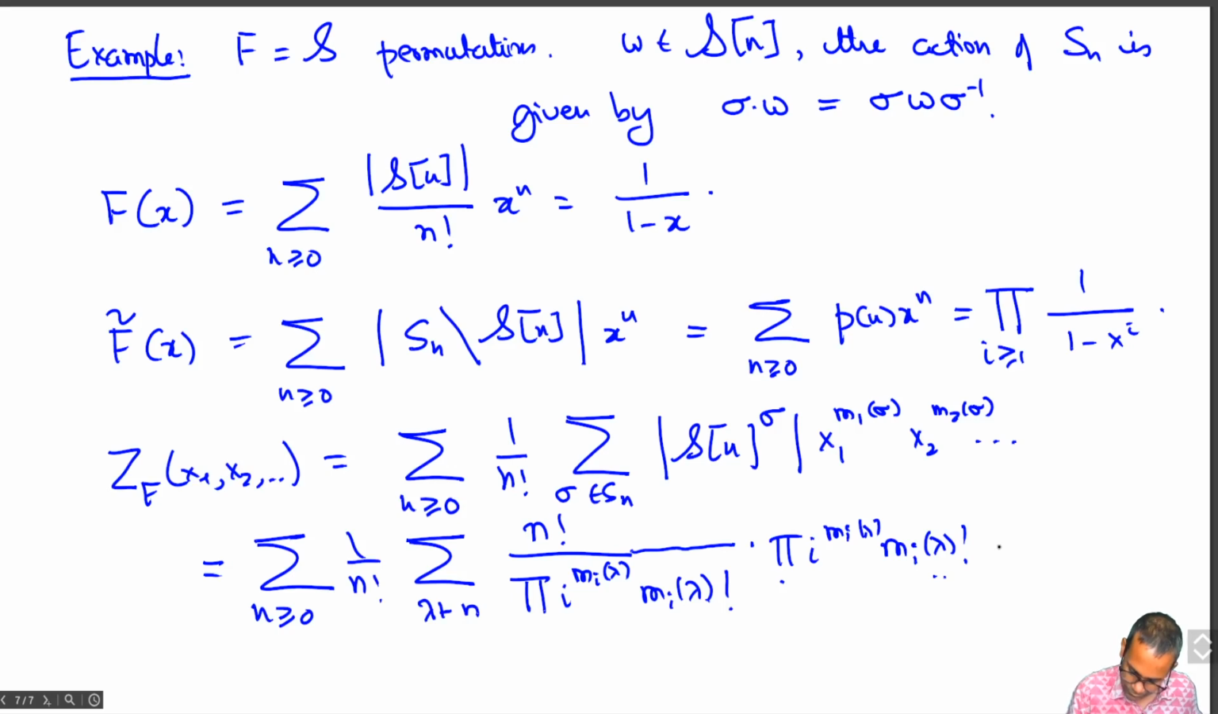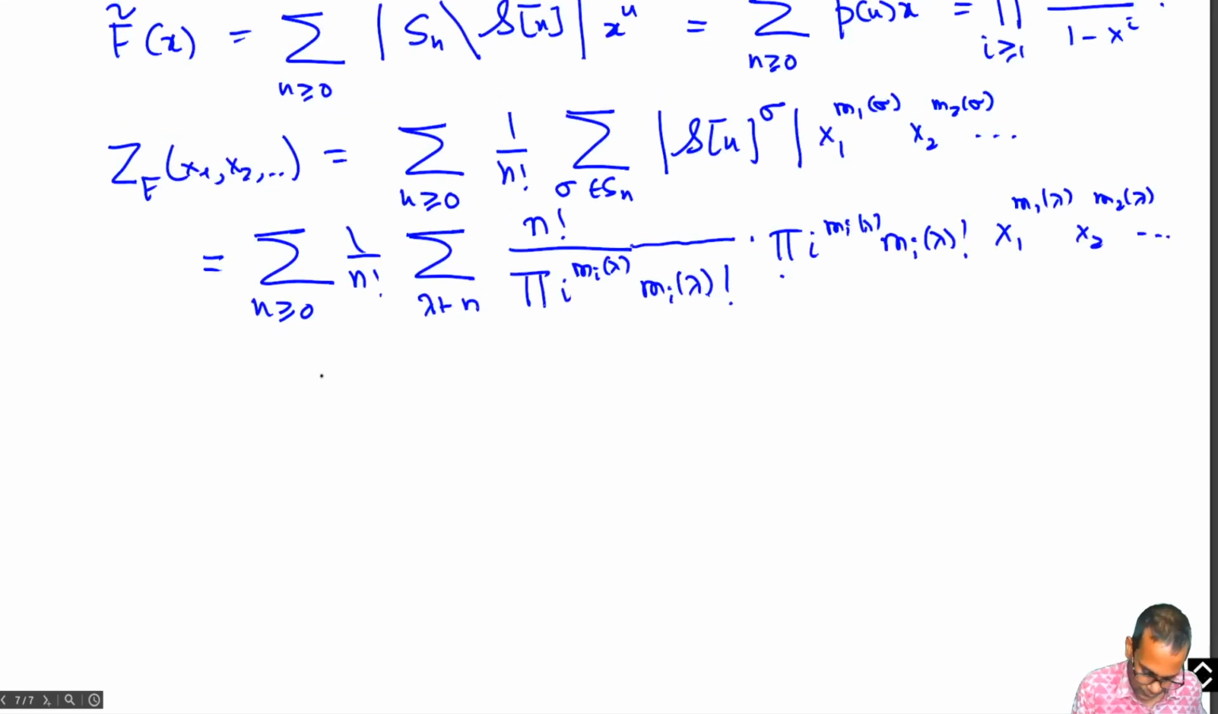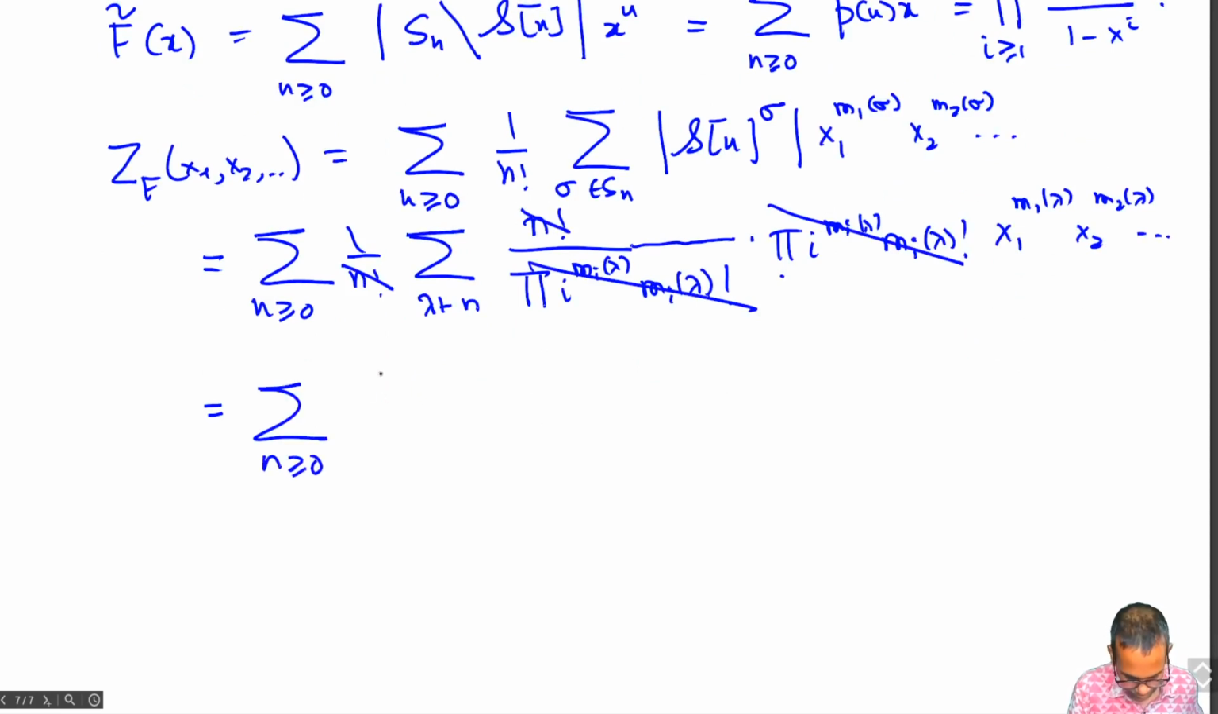And then finally we have x1 raised to m1 lambda, x2 raised to m2 lambda, and so on. And finally this cancels off with this, cancels off with this, and so what you get is summation n greater than or equal to 0, summation lambda is a partition of n, x1 raised to m1 lambda, x2 raised to m2 lambda, and so on.